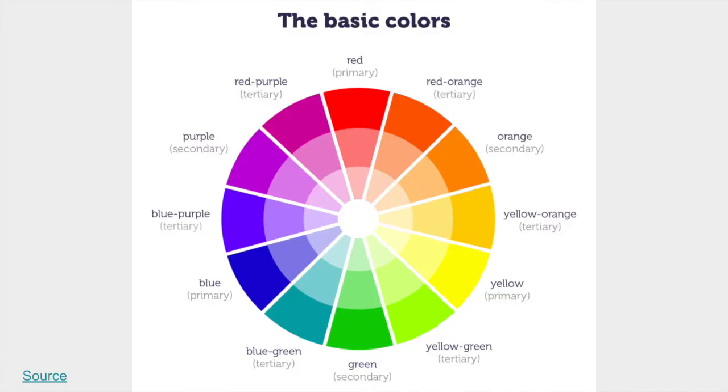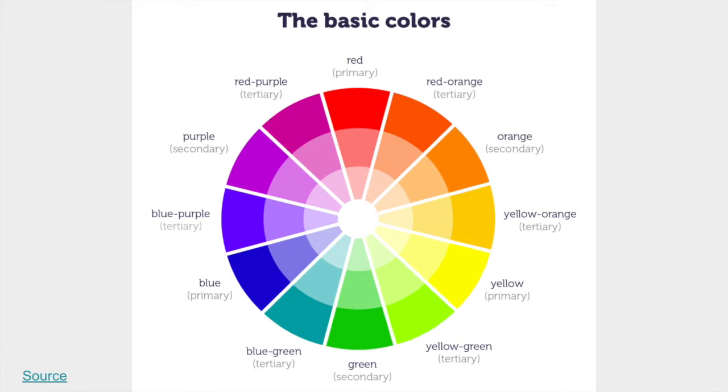So here are our basic colors for the color wheel. Usually what you'll see is red towards the top, but honestly it doesn't really matter where red starts as long as everything is in order. So our primary colors are red, yellow, and blue. And then in between red, yellow, and blue, you have your secondary and your tertiary, or what we call intermediate.